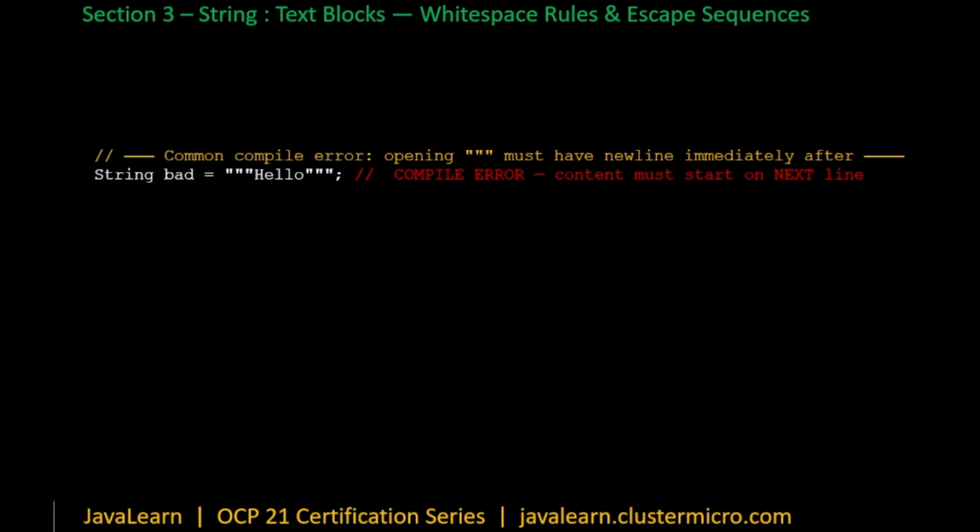And rule 4 is 2 escape sequences unique to text blocks, right? So backslash at the end of a line suppresses the following new line. It will lead to line continuation, and 2 physical lines become 1 logical line. And backslash s represents a significant space. It prevents trailing white space stripping on the line, okay? So we have to know all these 4 rules.